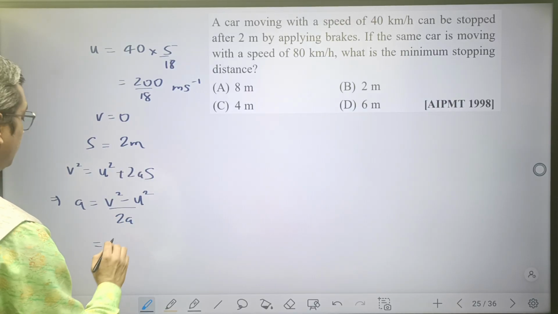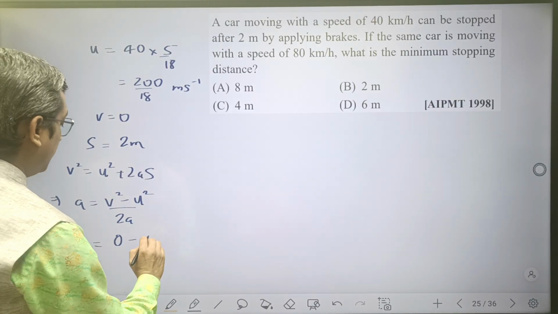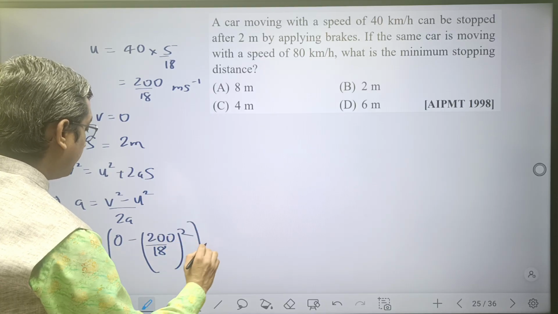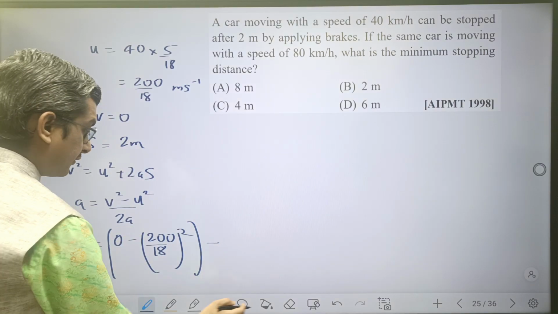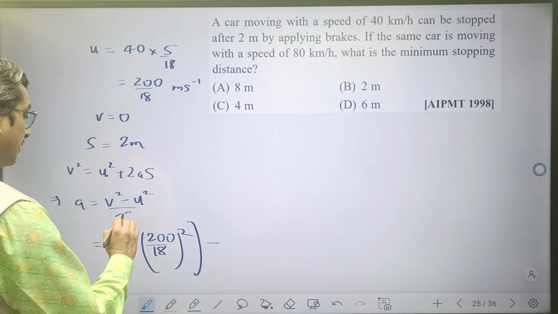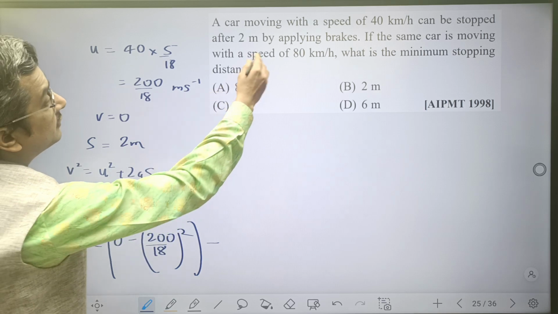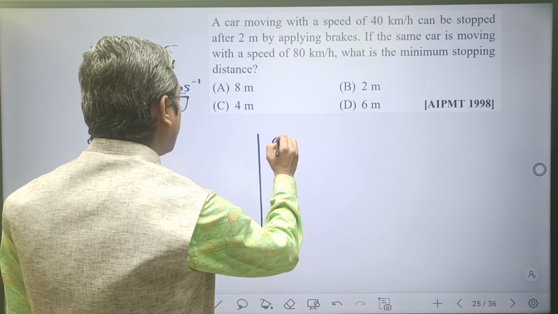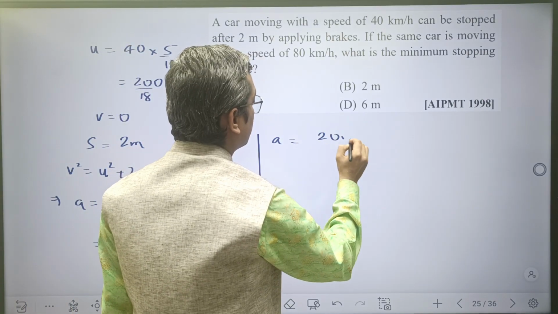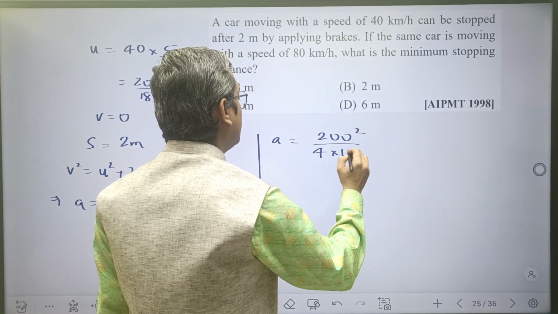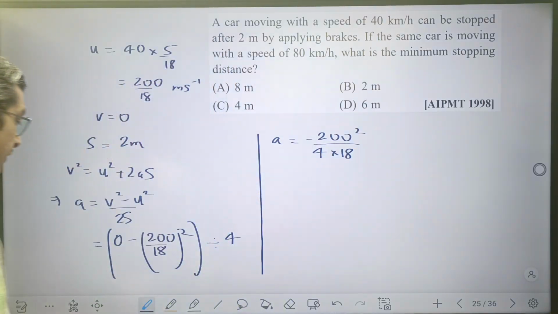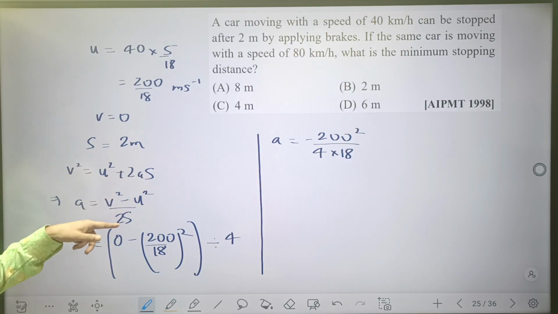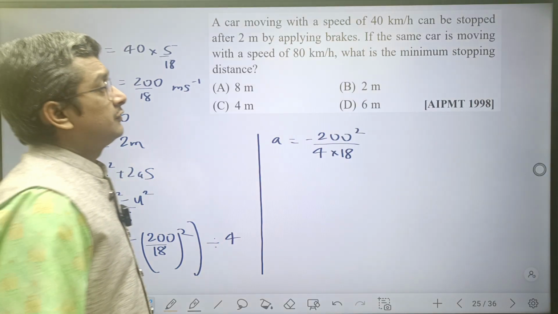So this is v square minus u square, that is 0 minus u square, which is 200 square by 18 square, whole divided by 2s. Here s is given as 2 meters, so it is whole divided by 4. So acceleration is given by minus 200 square by 4 into 18 square. Note that it is 2s in the denominator.